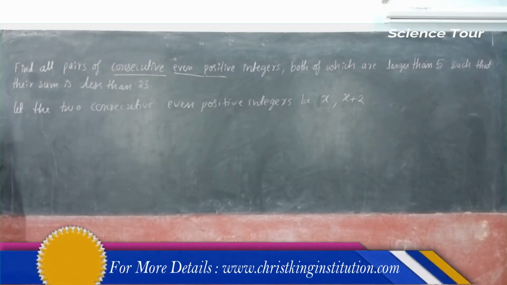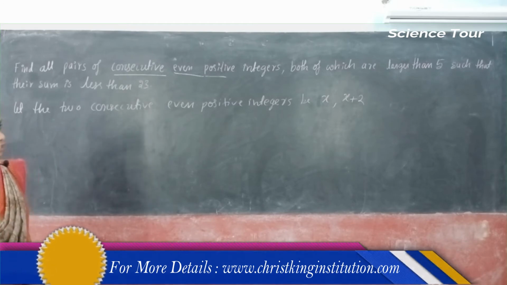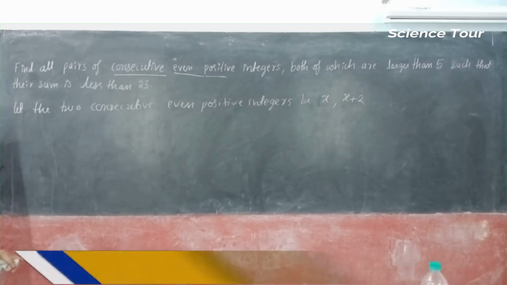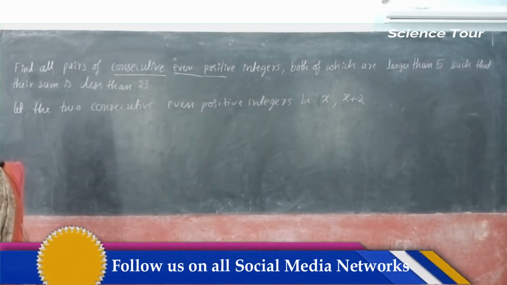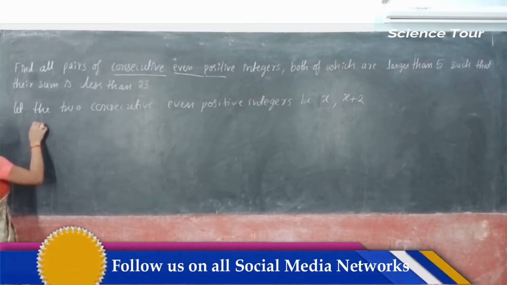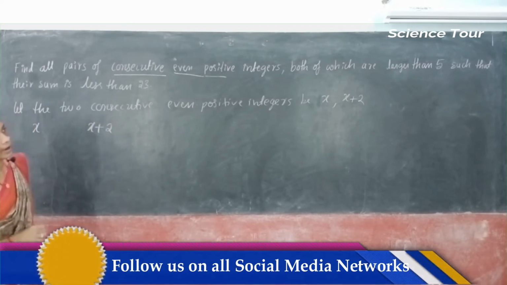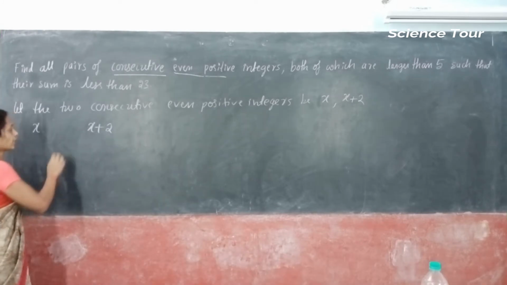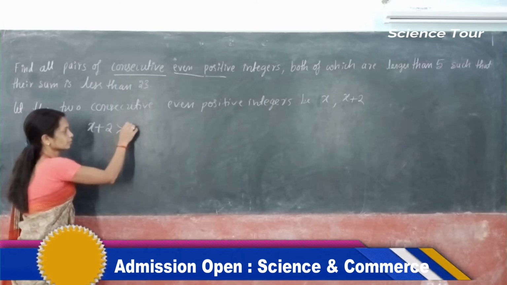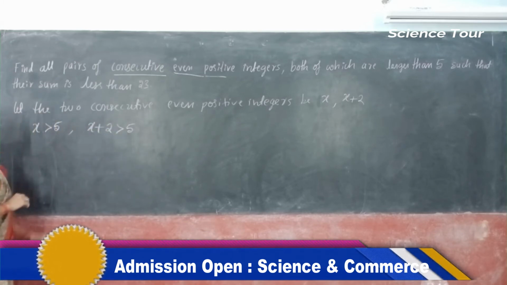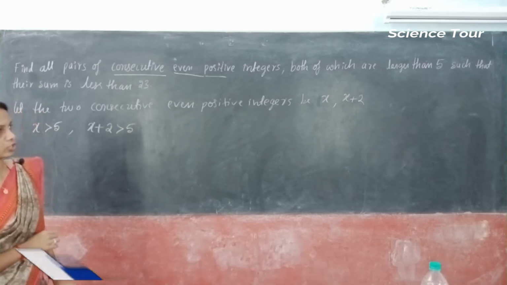After that you just see the question, what conditions are given, and you have to write them in the form of inequalities. So what we are given: both of which are larger than 5. Both of which means both x as well as x plus 2. Larger than 5 means you have to use the greater than symbol. So x is greater than 5 and x plus 2 is also greater than 5.